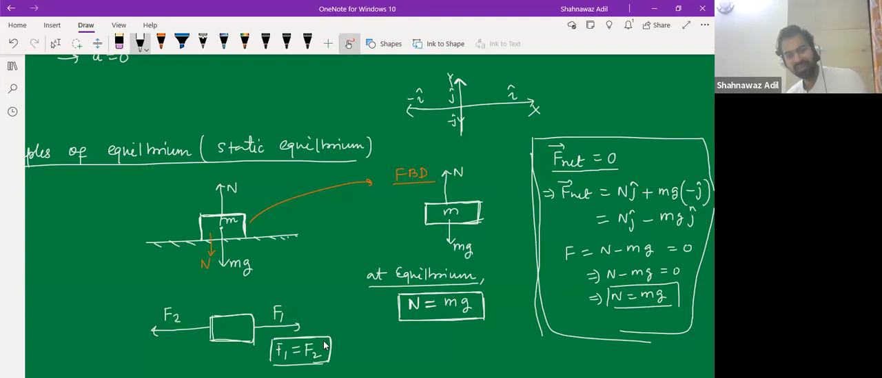So if somebody pulls you, let's take an example of Akib. Akib's right hand is pulled by somebody else, and the left hand is pulled by somebody else, and both are applying the same force. So Akib will remain in the same position, right?